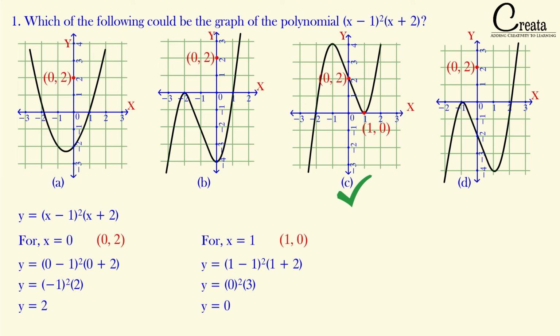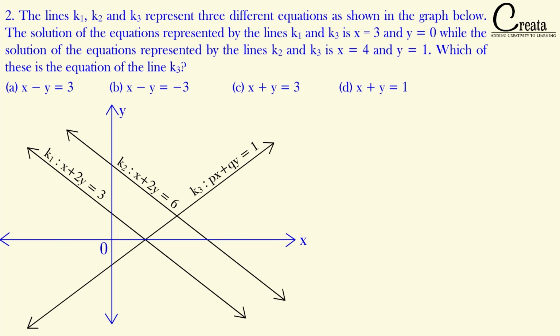Got it? You should understand the approach of how we have solved the question. Just put different values of x and get different values of y and cross check the coordinates with the graphs. Here our option C is matching. So we are done with this question. Let's move to the next question, question number 2.